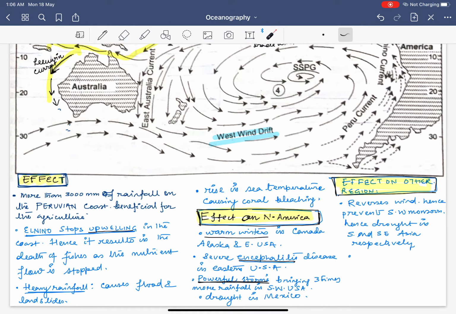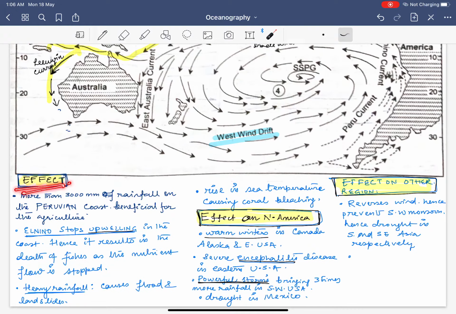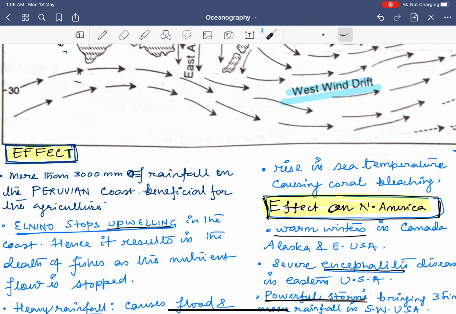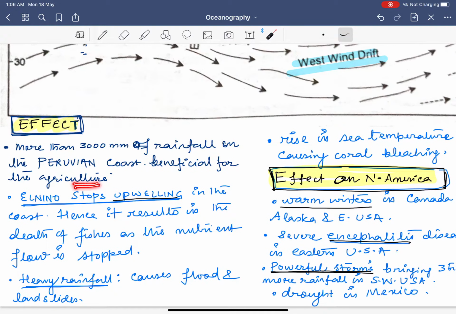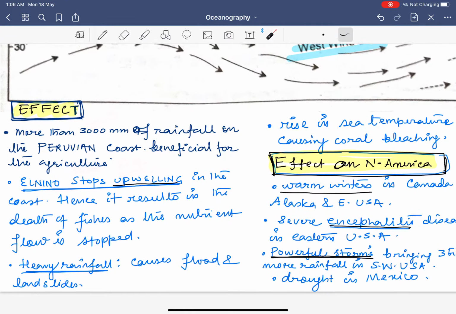Let's see how. See, let's deal with the effect of the El Nino. Now remember that there is more than 3000 millimeter of rainfall on the Peruvian coast, which is beneficial for the agriculture in South America. Why? Because of the El Nino. Next.